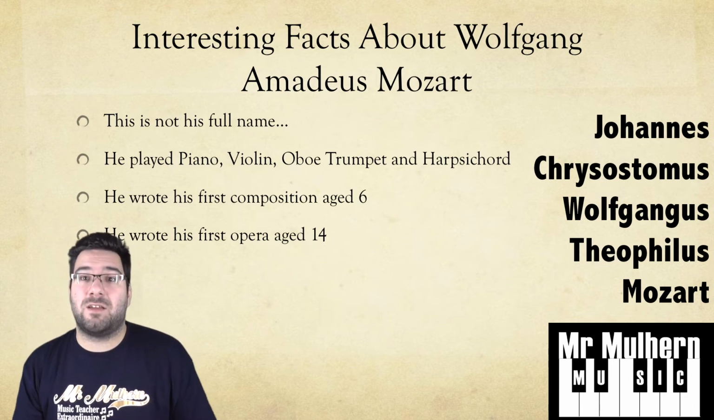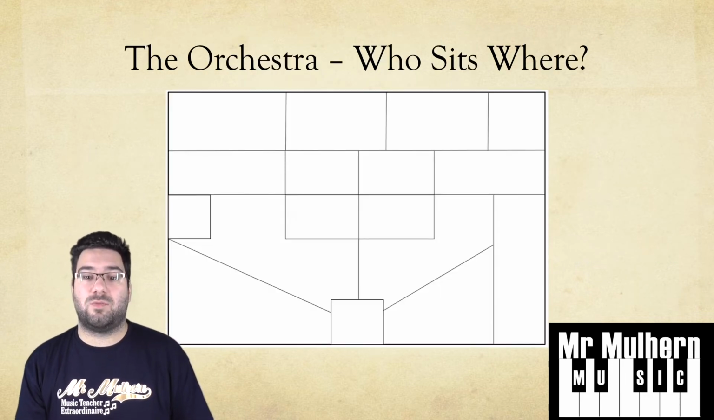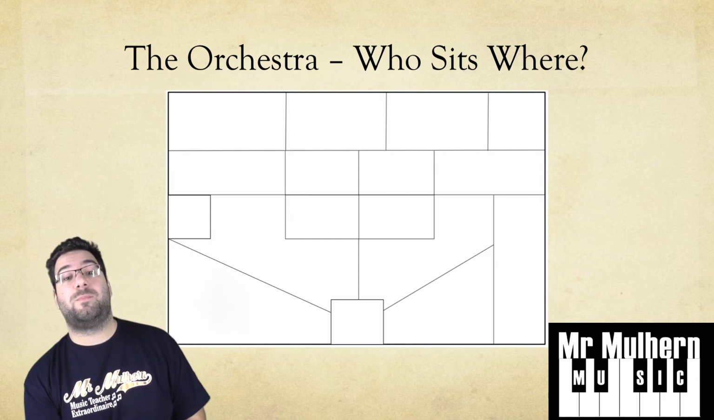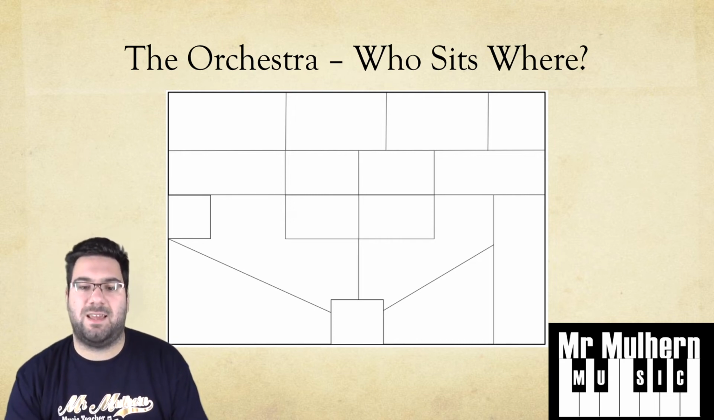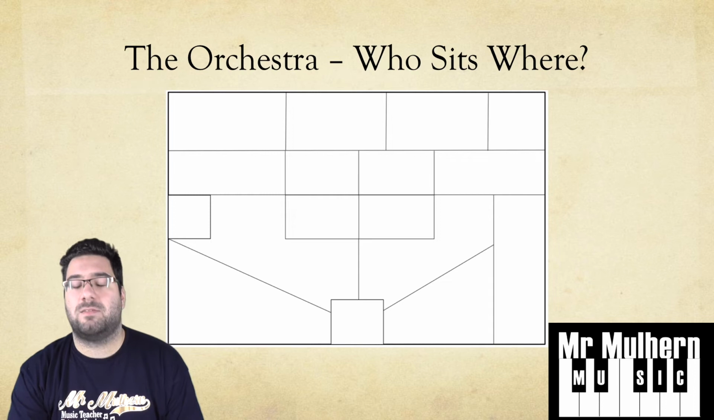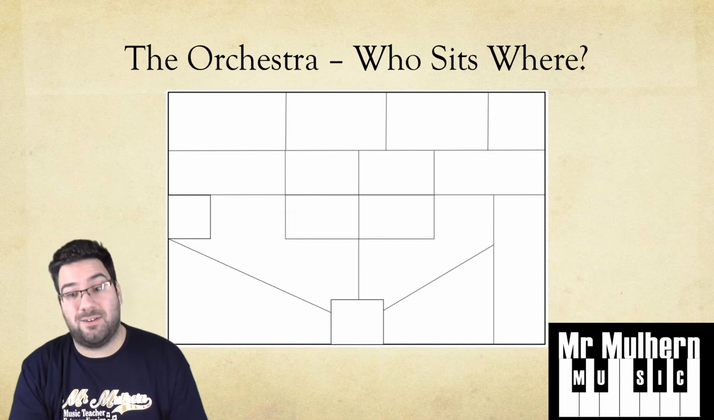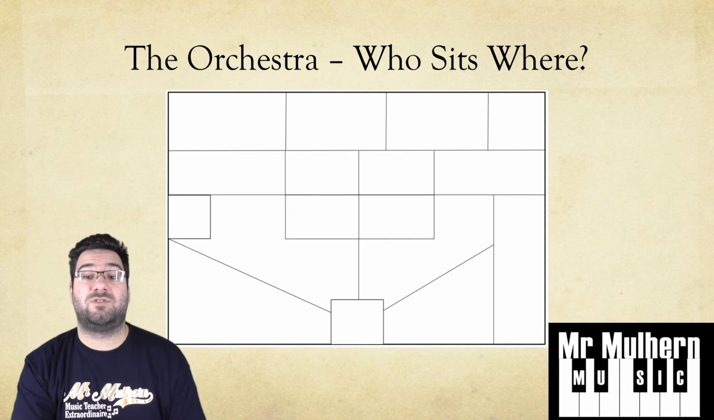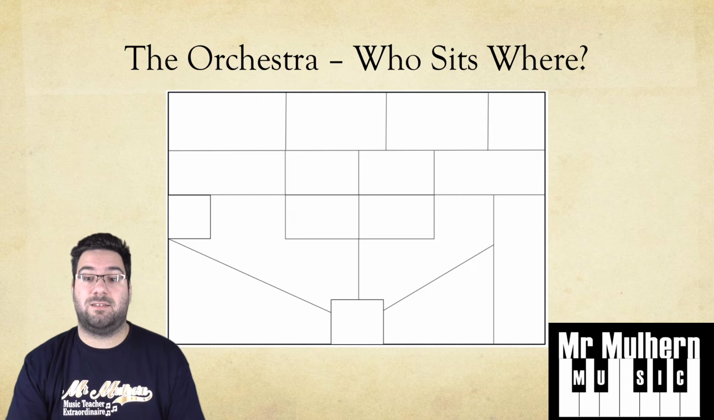Now, before this time in history, the orchestra was very simple and there weren't that many instruments in it. So one of your big challenges for today is going to be to fill out this. This is an example of where the orchestra sit. Now, it's very empty, I know. Your challenge is going to be to follow some instructions to be able to see where the orchestra sit.